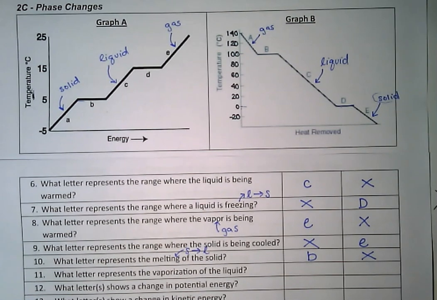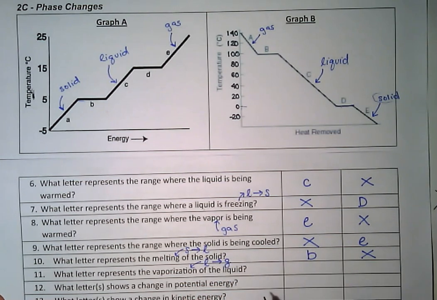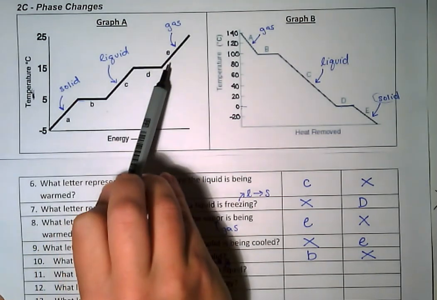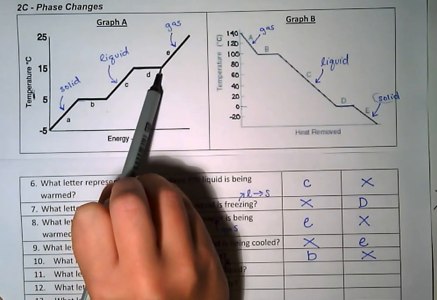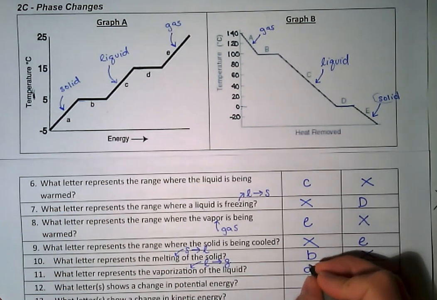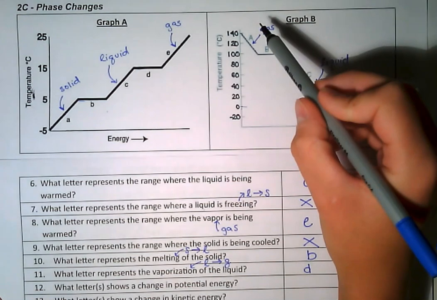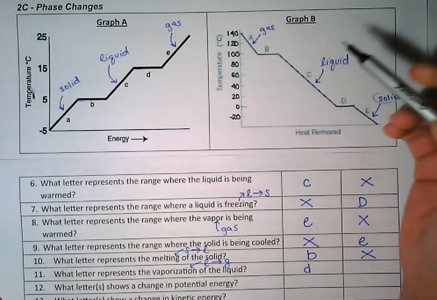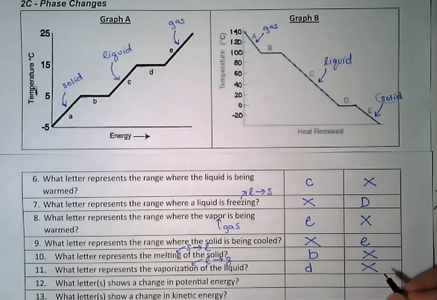Number 11, what letter represents the vaporization of the liquid? So vaporization is where we're going from liquid to gas, and so we need our substance to be heating up to do that. That is, of course, shown on graph A. In section D is where we're going from a liquid into a gas phase. On graph B, there is no section where we're going from liquid to gas. We're going from gas to liquid in section B, but that's not what the question's asking, so we will put an X there.